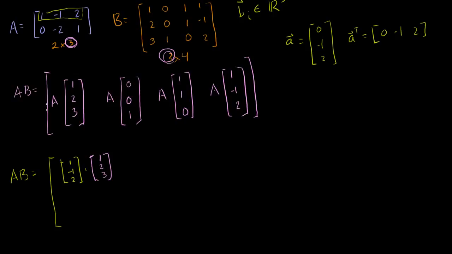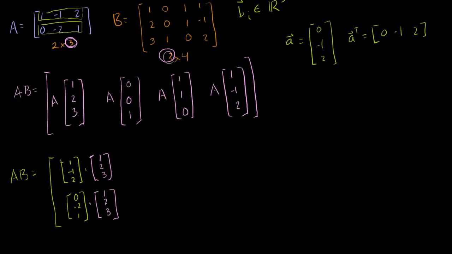And then that's going to be the first entry in this matrix-vector product. The second entry is going to be the second row of A, essentially dotted with this vector right there. So it's going to be equal to 0, minus 2, 1 dotted with 1, 2, 3. And we just keep doing that.